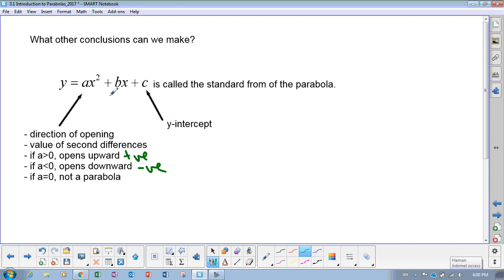The last thing that this form of the equation tells us, just by looking at it, is what the y-intercept is. To find the y-intercept, you let x equal 0. So the ax squared goes away, the bx goes away, you're left with c. So this number right here will always be the y-intercept.